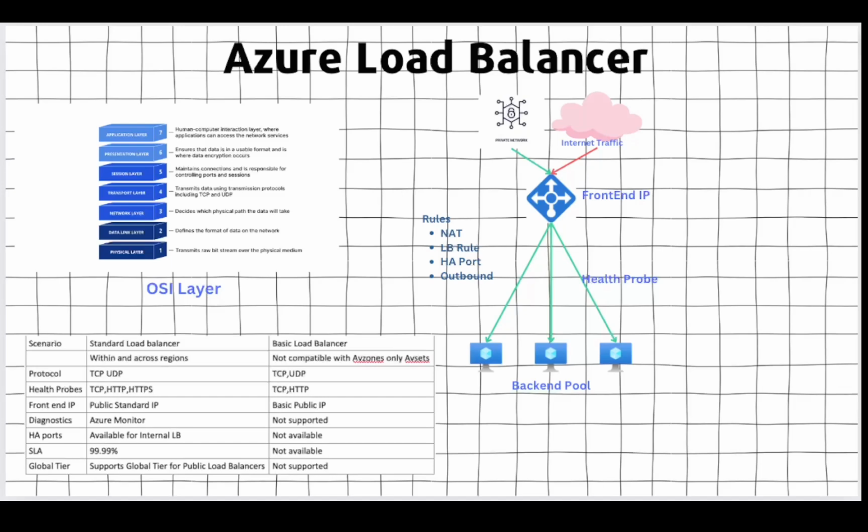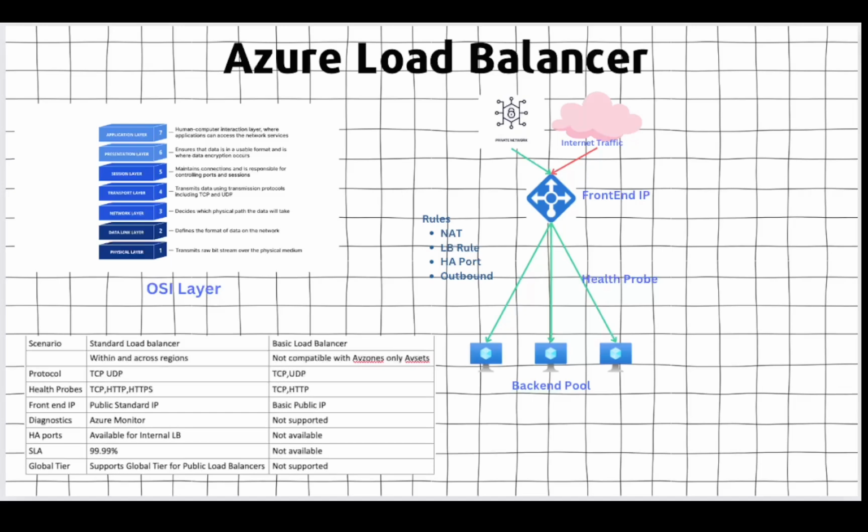There are two types of SKUs available in the load balancer, and they basically depend on which scenario you are looking for. The first is a standard load balancer, and then the second is basic load balancer. Standard load balancer can be used within and across the regions. The basic load balancer is not compatible with AV zones. It's only AV set. Standard load balancer supports TCP and UDP, same with basic load balancer. Standard load balancer health probes can be TCP, HTTP, and HTTPS, while basic load balancer does not support HTTPS.